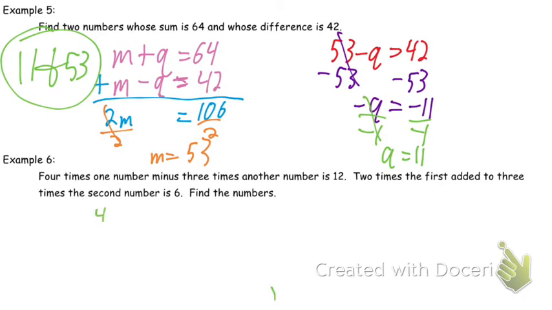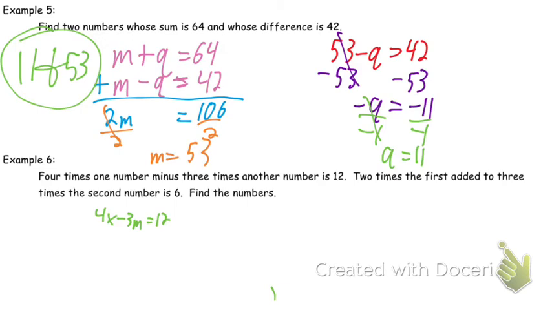4x minus 3m. Okay. I love it. 4 times one number, 4 times x, minus 3 times another, different number, m, equals 12.